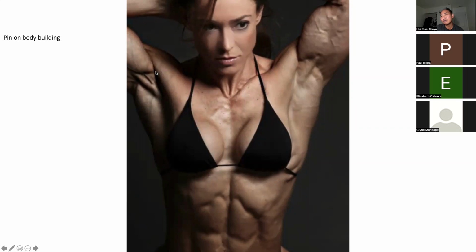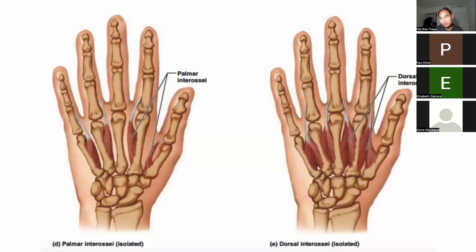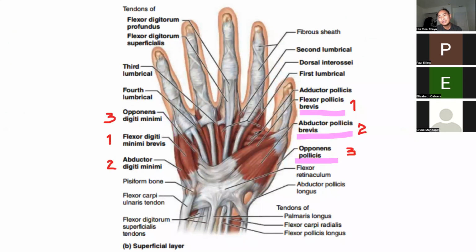This is the short head of the biceps together with coracobrachialis, which is coming from the coracoid process and going to the brachialis here. So now look at the musculature. Right, I just wonder if there is any page you want me to go back and explore.